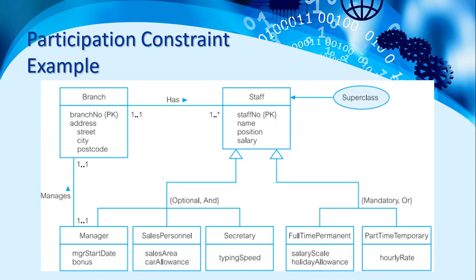So a subclass/superclass relationship with mandatory participation specifies that each member in the superclass must also be a member of a subclass. So take note, the subclass and superclass relationship is mandatory. You represent this by writing "mandatory" and you place it in curly brackets below the triangle that points towards the superclass. So for example, in this figure, this full-time, permanent, and part-time, we have here mandatory.